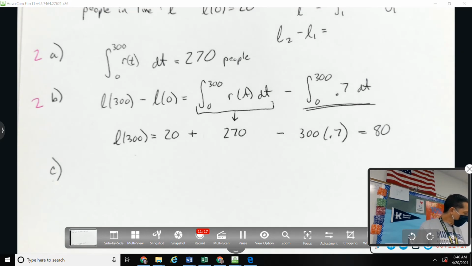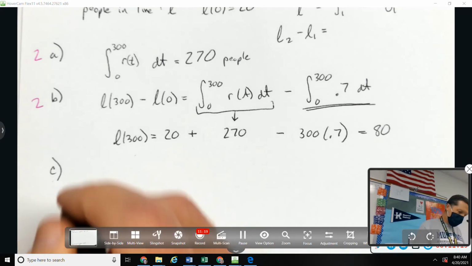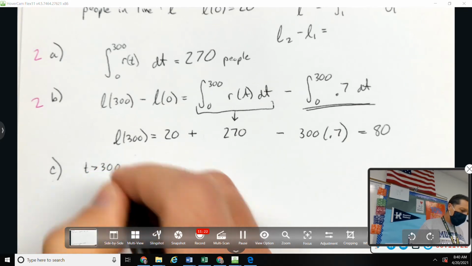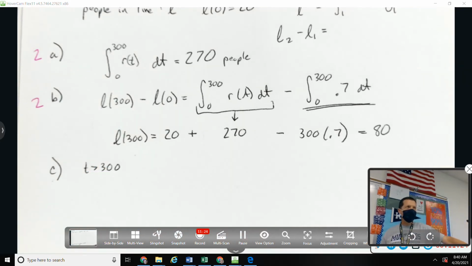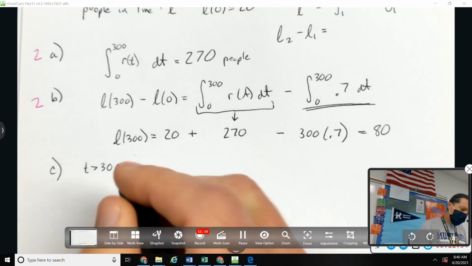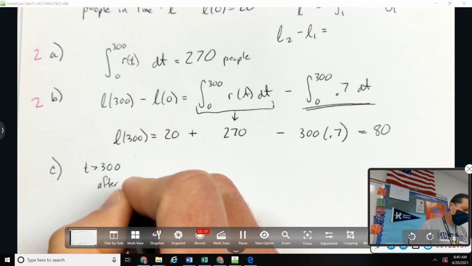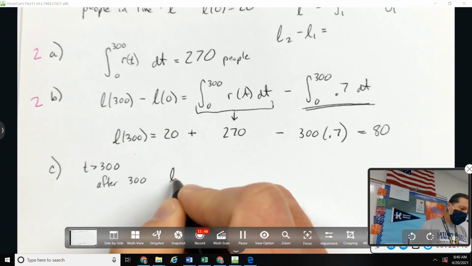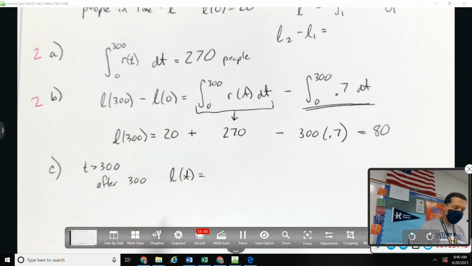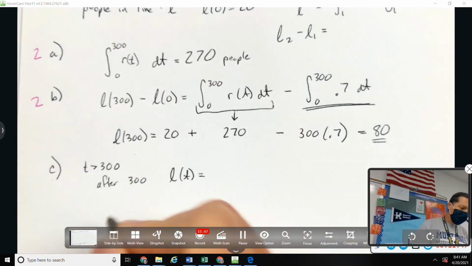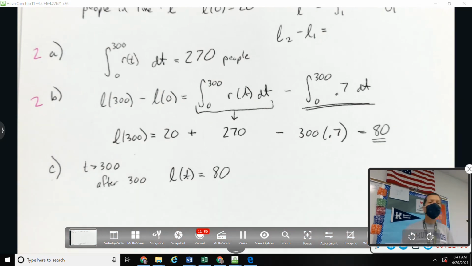Part C. For t greater than 300. So nobody's getting on after 300 seconds. So with the people adding to the line, we're done. What is the first time t that there are no people in line for the escalator? Okay, so after 300, the number of people in line, well, I can think of it this way. This one really adds on to each other. We start at 80. Right? At 300, there's 80 people in line.